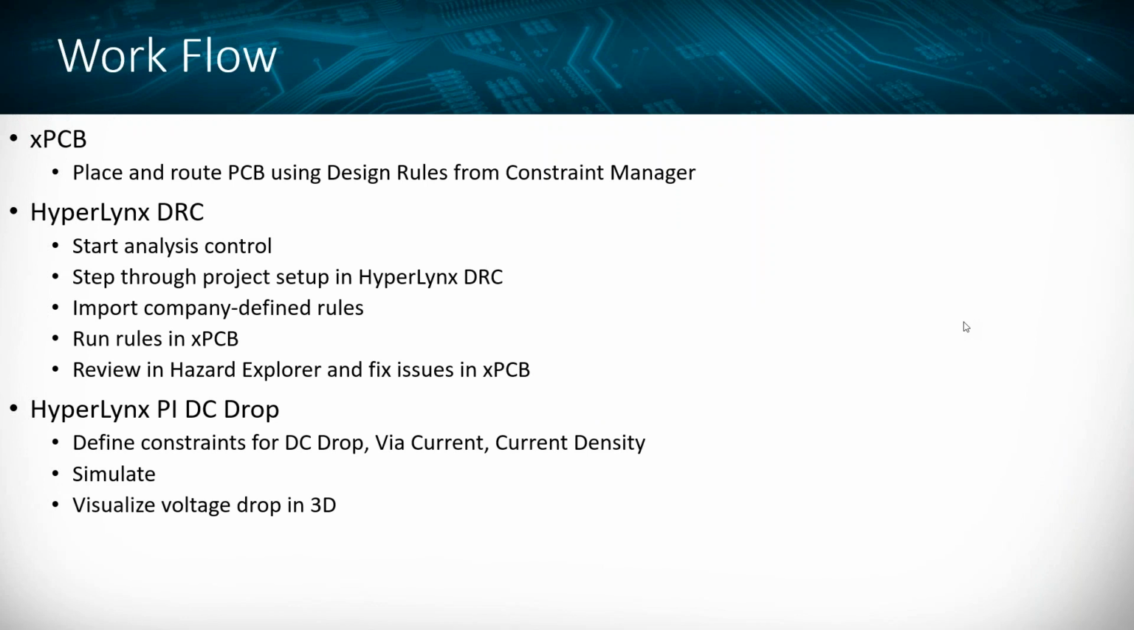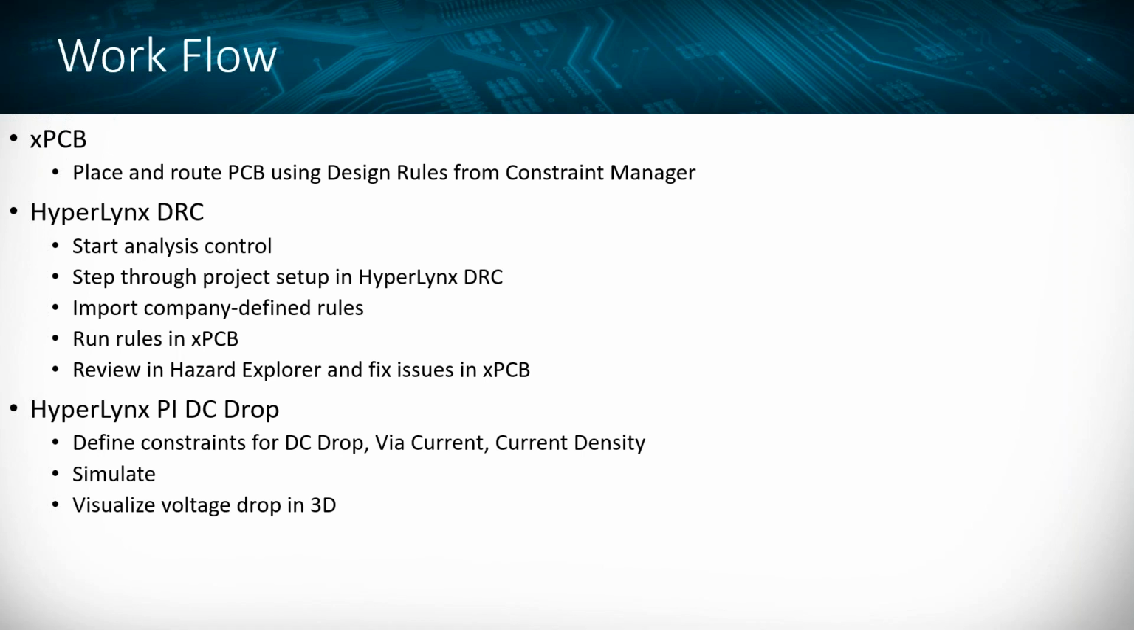Just a general workflow of how this might be productive and allow you to check these issues very quickly is, first, in Xpedition, we're going to place and route the PCB using the design rules directly from the constraint manager. So Xpedition is a correct by construction routing environment. So any of those rules that we have defined in the constraint manager, we're going to be able to actually route to all of those direct constraints that you've entered in that constraint manager.